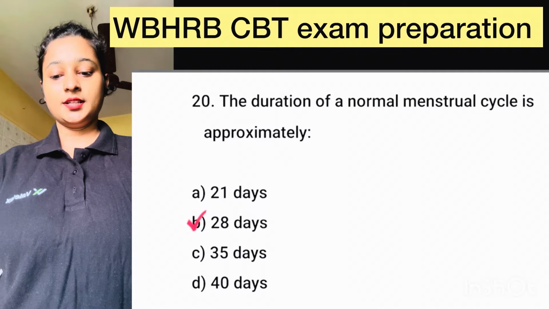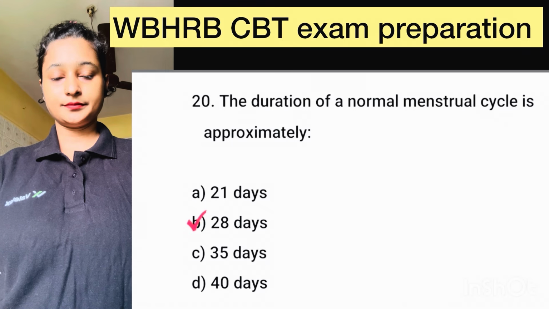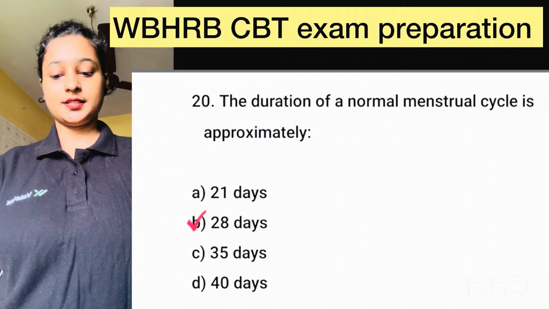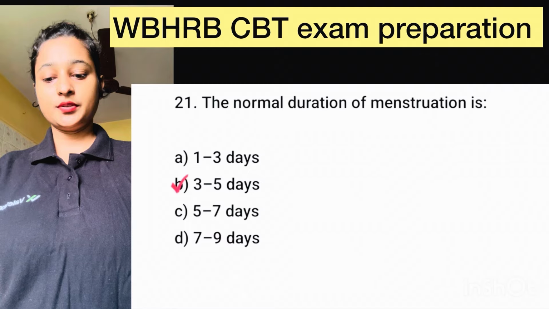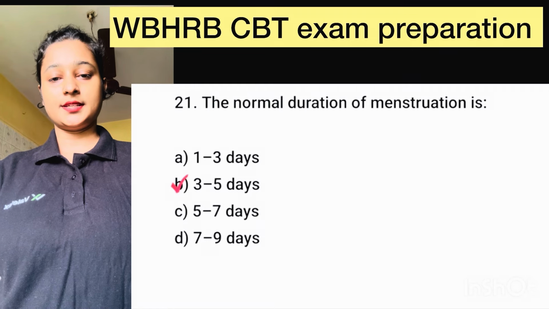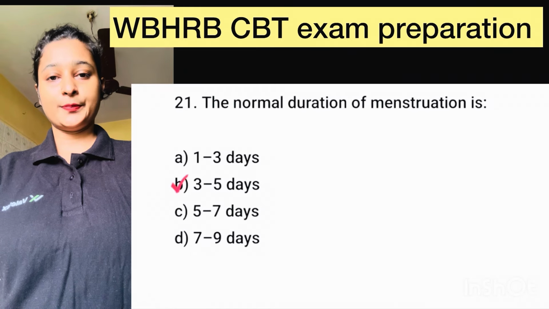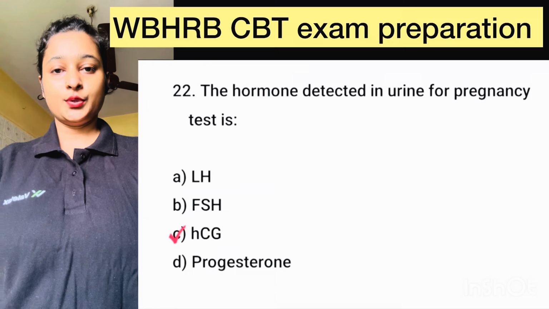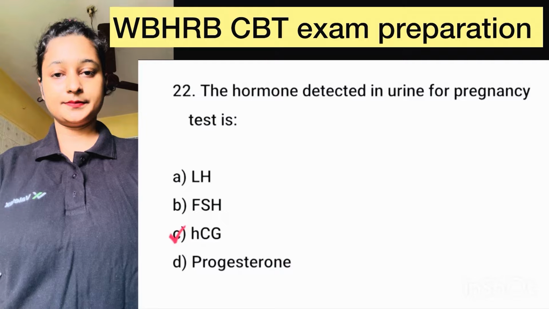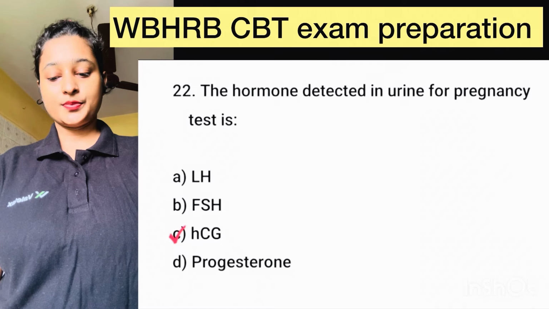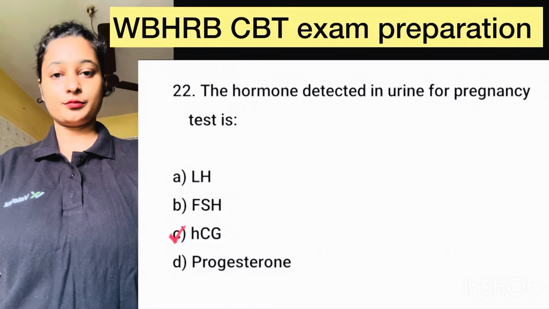Question number 20. The duration of a normal menstrual cycle is approximately. Here correct answer is option B, 28 days. Question number 21. The normal duration of menstruation is. Here correct answer is answer B, 3 to 5 days. Question number 22. The hormone detected in the urine of pregnancy test is. Here correct option is option C, HCG, that means human chorionic gonadotropin hormone.